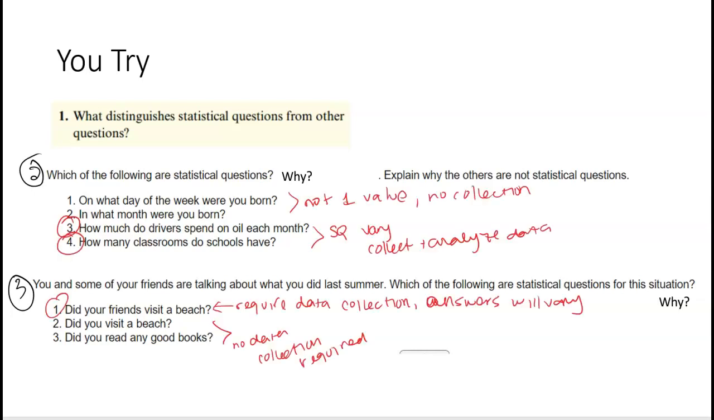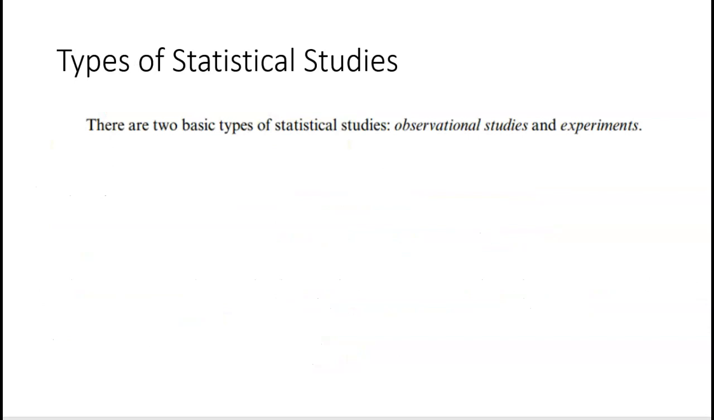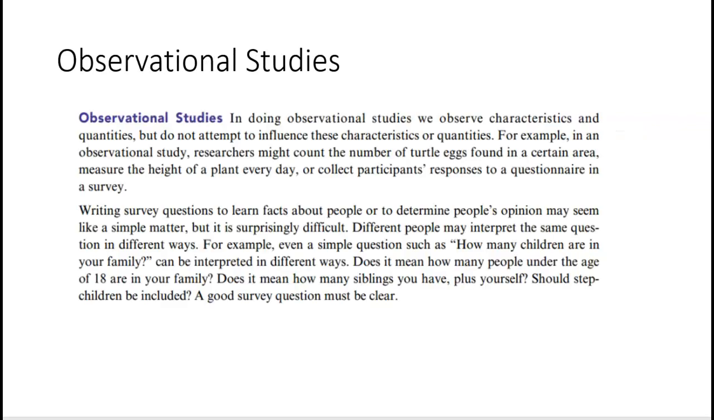There we go. There are 2 basic types of statistical studies, observational studies and experiments. Observational studies observe characteristics and quantities. So they're just observing them, but they don't attempt to influence them. For example, in an observational study, they might count the number of turtle eggs found in a certain area. They might measure the height of a plant every day or collect participants' responses to a questionnaire.